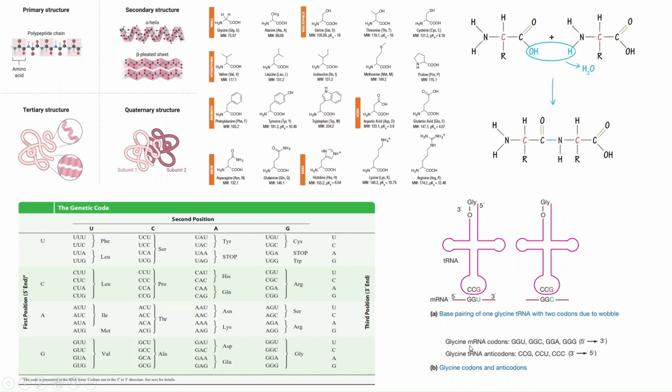So here you can see the glycine mRNA codons are GGU, GGC, GGA and GGG. But the tRNA anticodons can be CCG, CCU and CCC only. For these four, you can have only three anticodons, which will reduce the metabolic load of the cell in producing them. You need not have numerous tRNAs in the cell for the translation process to occur. So that is why this wobble base pairing is beneficial.